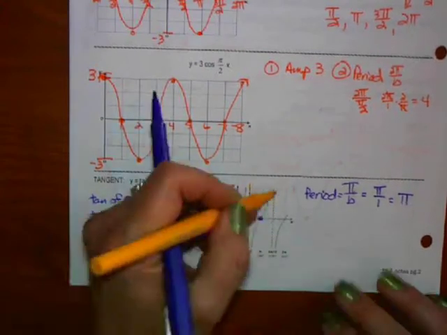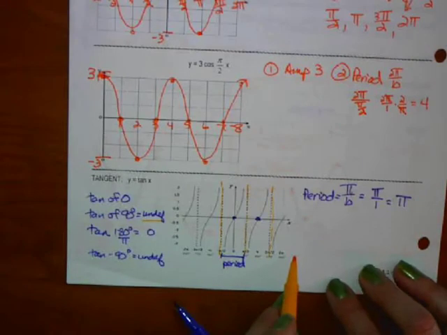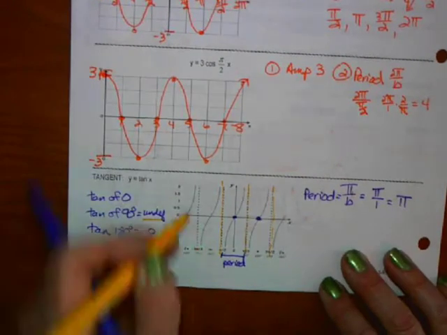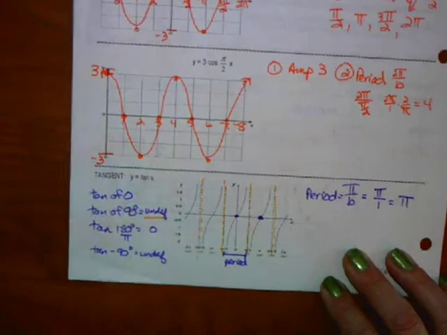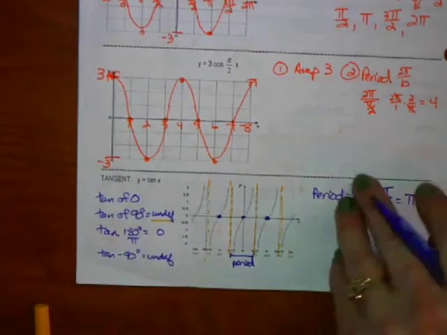And then you go to the next one, another pi over, and then you have another period. And then you go another pi over and you have another period. You go another pi over in the negative direction and you have another period. So that's kind of all you got to do for a tangent graph. Let's practice that.